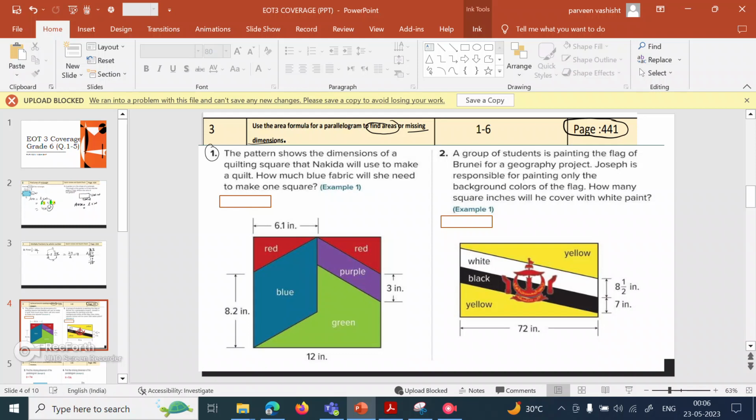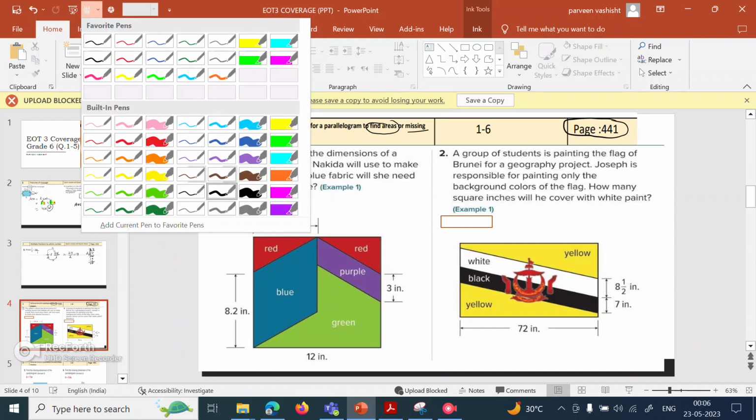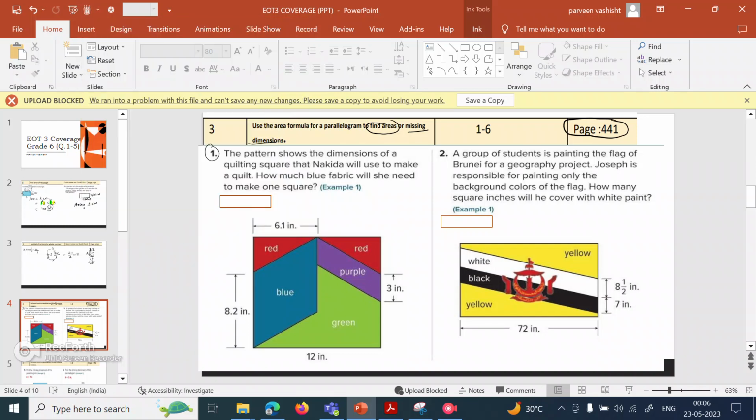Now, my dear students, the pattern shows, in question number 1, the dimensions of the quilting square that Nakida will use to make a quilt. How much blue fabric will she need to make one square? Now she is making different colors in the quilt. You can find red here in the form of a triangle, red here in the form of a triangle, purple in the form of a parallelogram, and again blue in the form of a parallelogram. So we are going to discuss the blue.